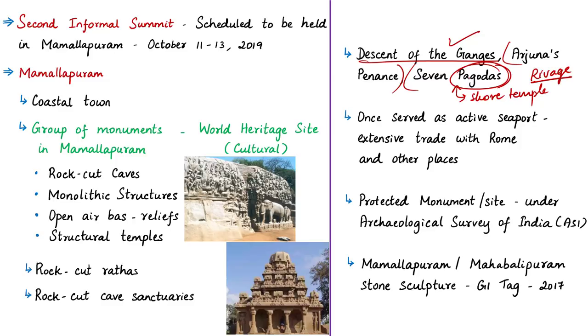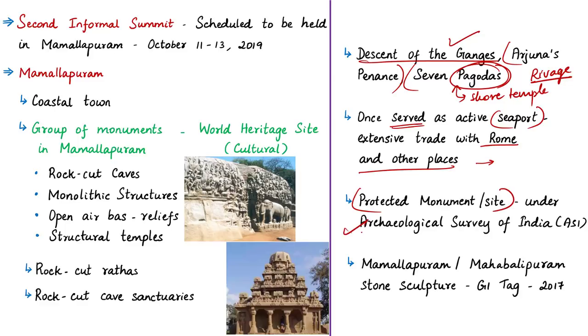So, as a whole, we can say that the monuments here are living examples of the artwork of rock cut architecture by the Pallava rulers. Then some historians are saying that Mamallapuram once served as an active port with extensive trade with Rome and other places, at least from 1st century CE. Then also know that the group of monuments in Mamallapuram are protected monuments or sites under the Archaeological Survey of India.